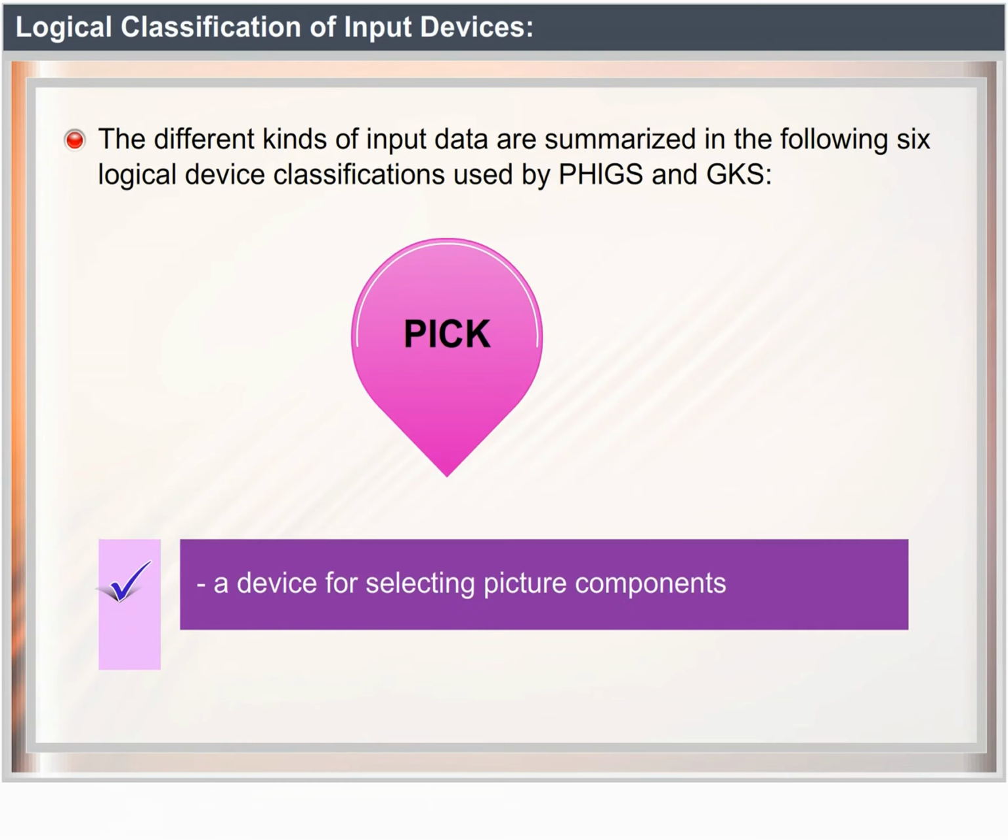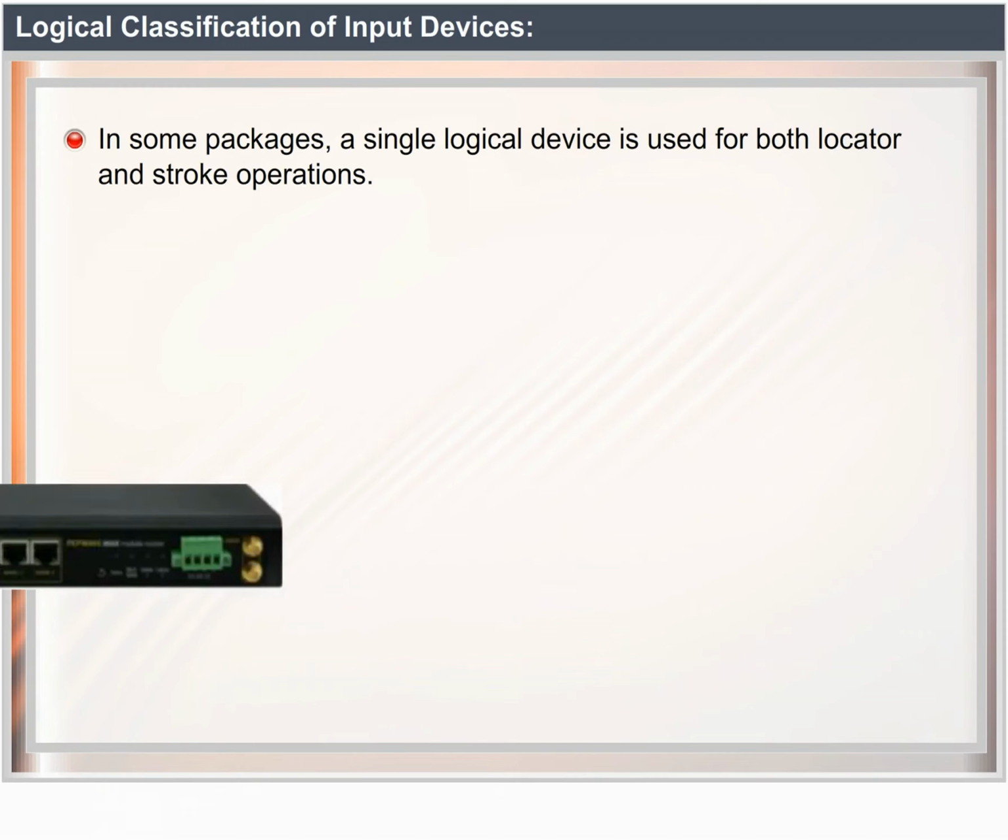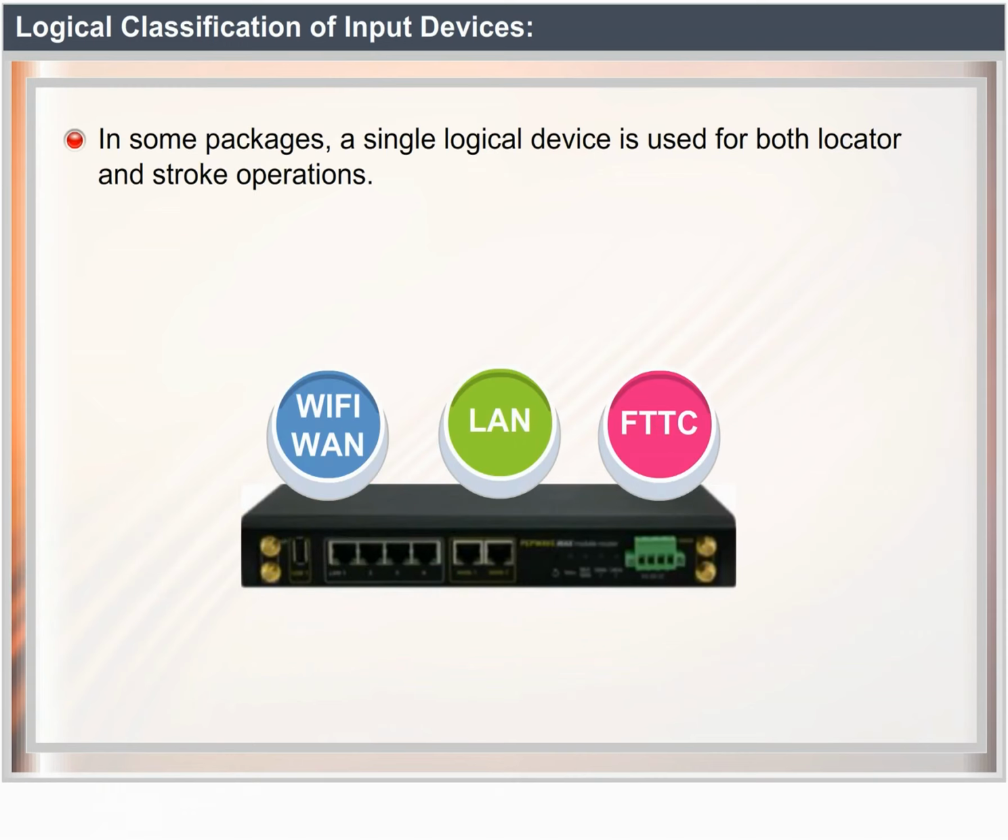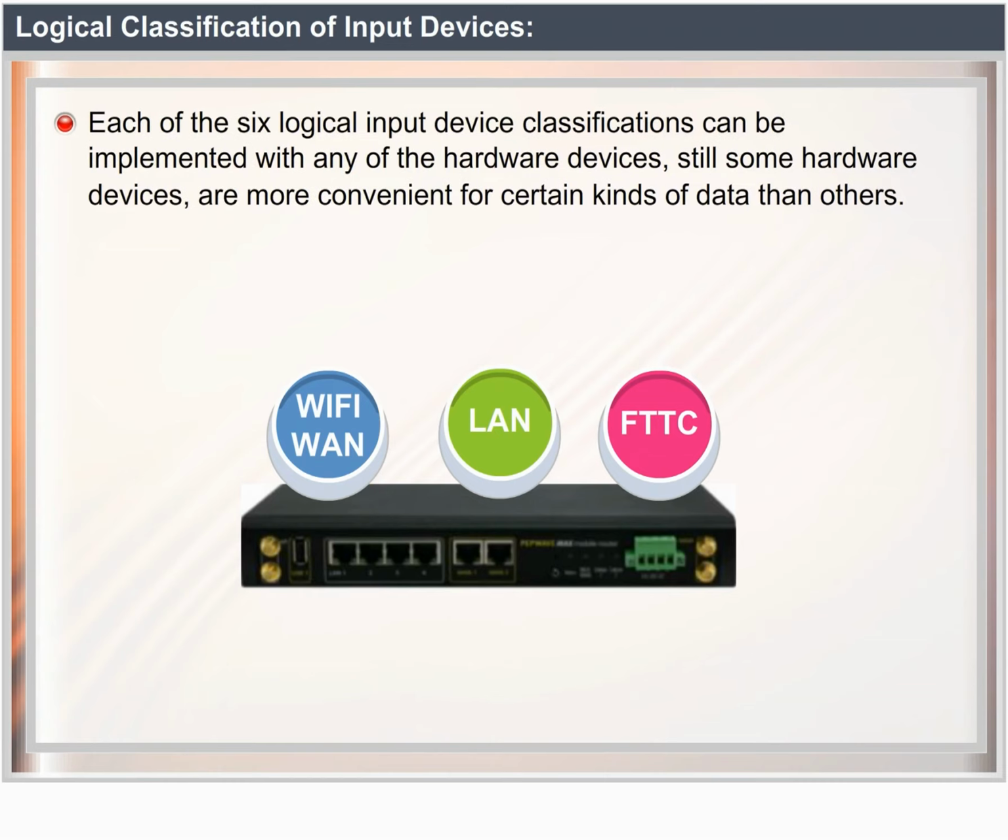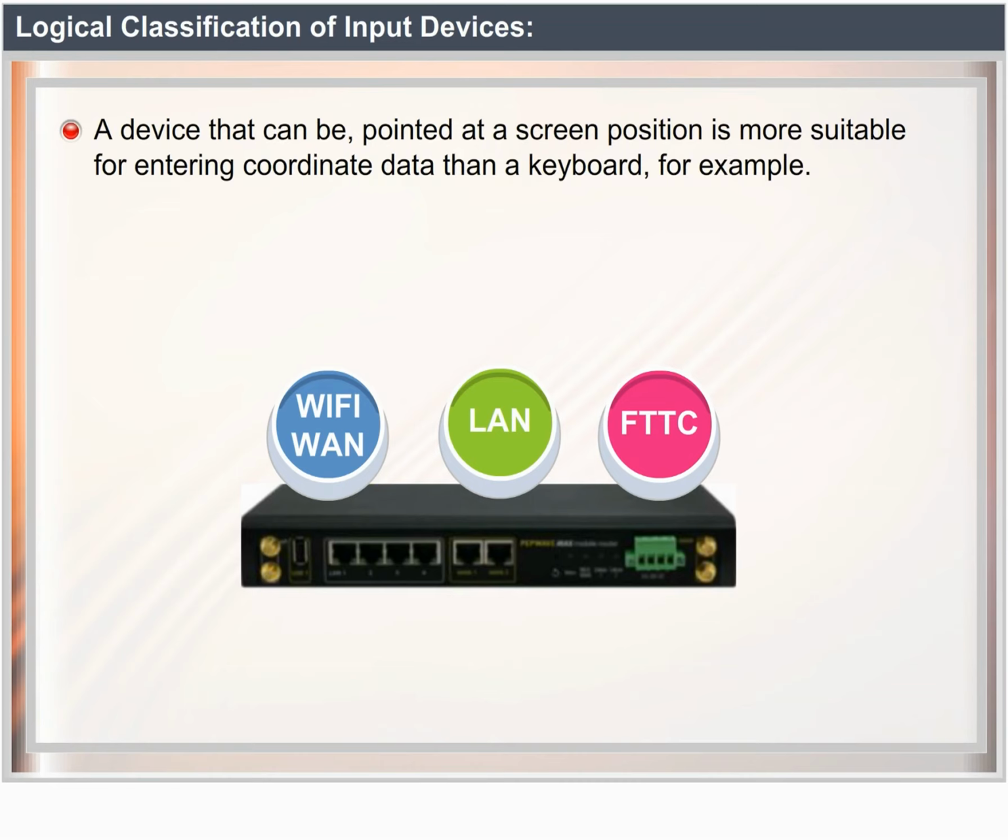In some packages, a single logical device is used for both locator and stroke operations. Some other mechanisms, such as a switch, can then be used to indicate whether one coordinate position or a stream of positions is to be input. Each of the 6 logical input device classifications can be implemented with any of the hardware devices, but some hardware devices are more convenient for certain kinds of data than others. A device that can be pointed at a screen position is more convenient for entering coordinate data than a keyboard, for example.